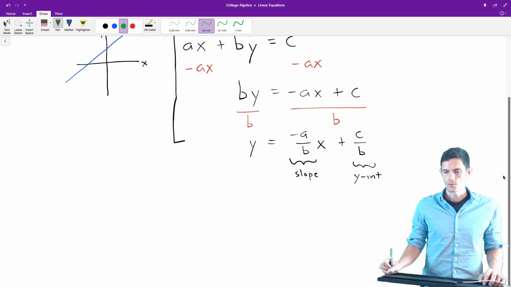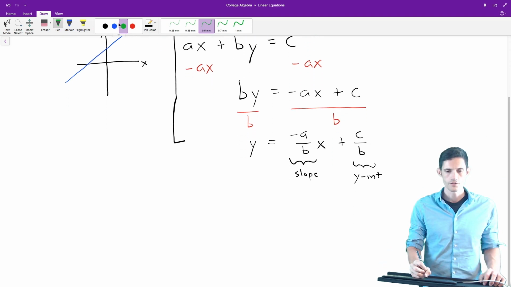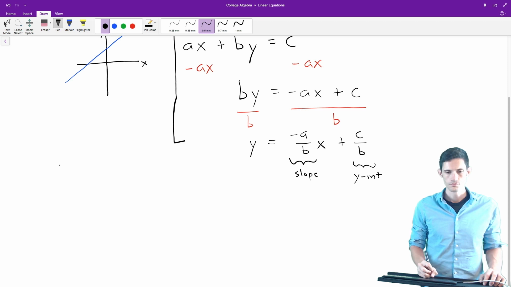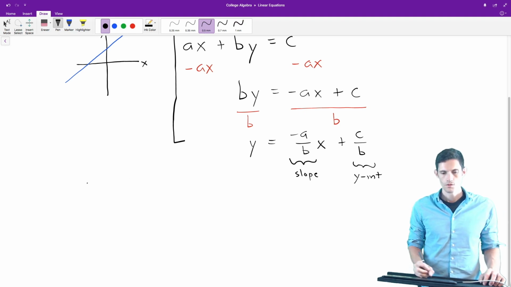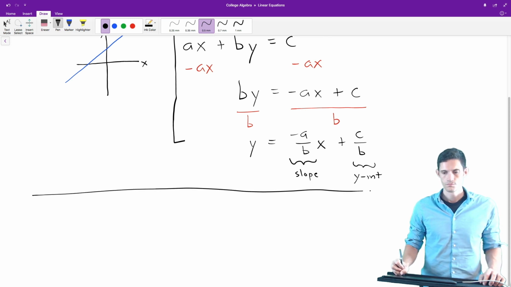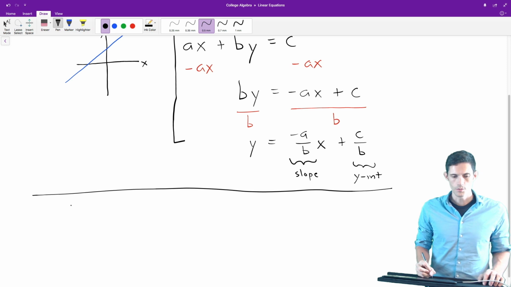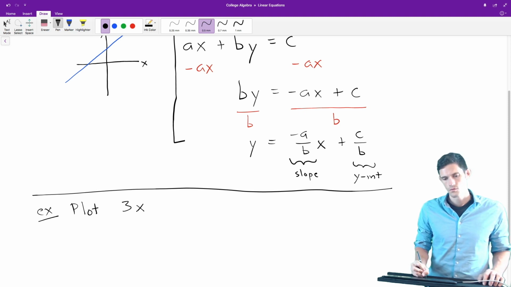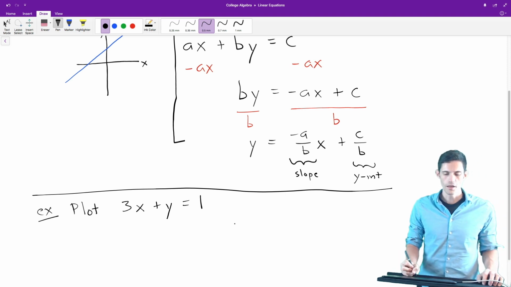So let's plot some lines based on their graphs. Let's plot some lines. So 3x plus y equals 1.